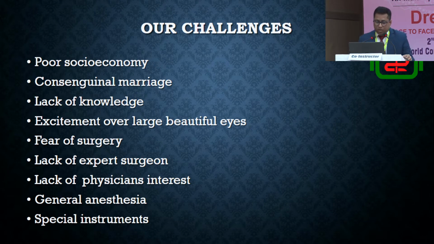Our challenges in my country. Poor socio-economy is a great challenge. Consanguineous marriage: congenital glaucoma is 4 times higher due to consanguineous marriage. Lack of knowledge about glaucoma in the periphery. Excitement over large, beautiful eyes. Some parents are very excited seeing the large eye in their child. They think this is the beauty of their child.